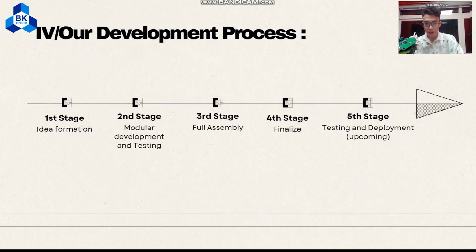Our development process has gone through 4 stages out of 5. First of all, we had to form our basic idea and our basic design. Then we split the design into small modules, and each of us tested and developed a module. And then we merged them all together. We finalized them. And for the 5th stage, we will be deploying and testing our AES algorithm, because this robot hasn't had the AES algorithm implemented inside yet.